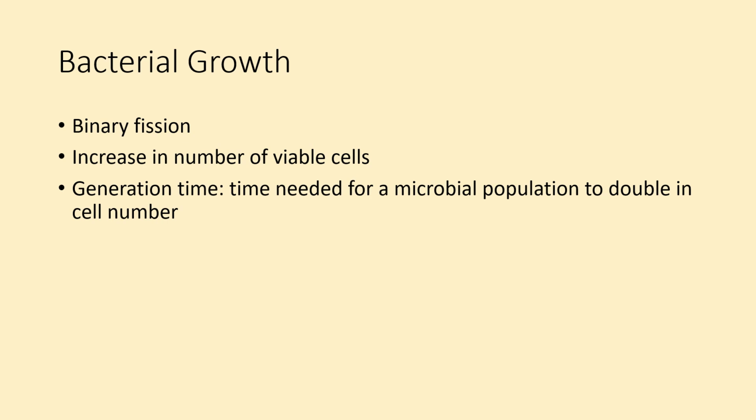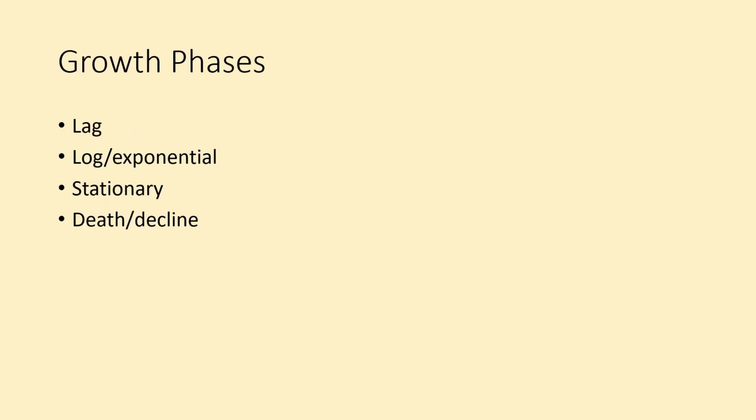So when we talk about bacterial growth, we're talking about the increase in the number of viable or living cells. Generation time is sometimes called doubling time. How long does it take for the number to double? So you have your bacterial population, and let's say you have 100 cells. How long does it take for you to get to 200 cells? And usually you are looking within a certain portion of the growth curve.